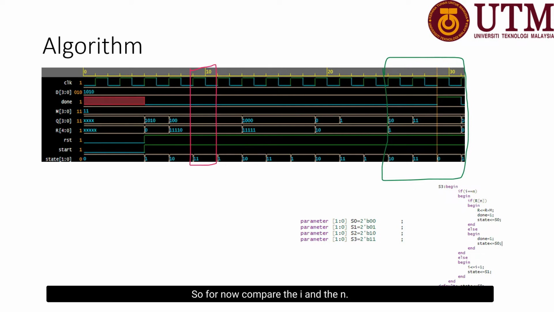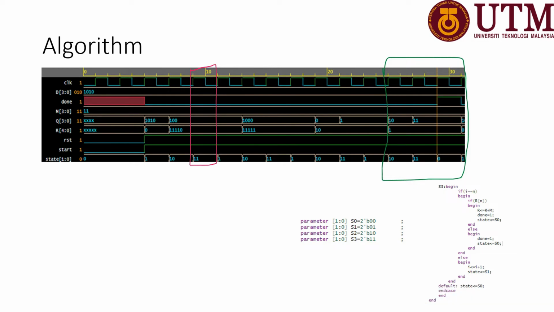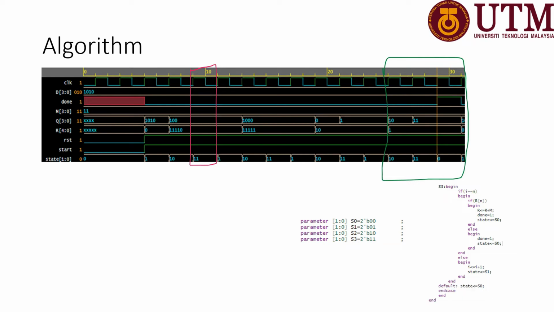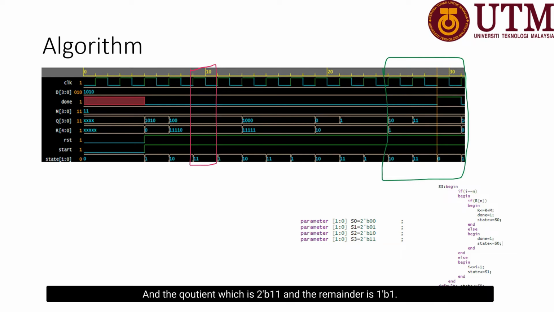We then go to the next step, which is S3. For now, you compare i and N. i is initially 1 and N is initially 4, so they are not equal. i will continue to add 1 and go to S1 and repeat the previous process until done is equal to 1, and the quotient is 3 and the remainder is 1.